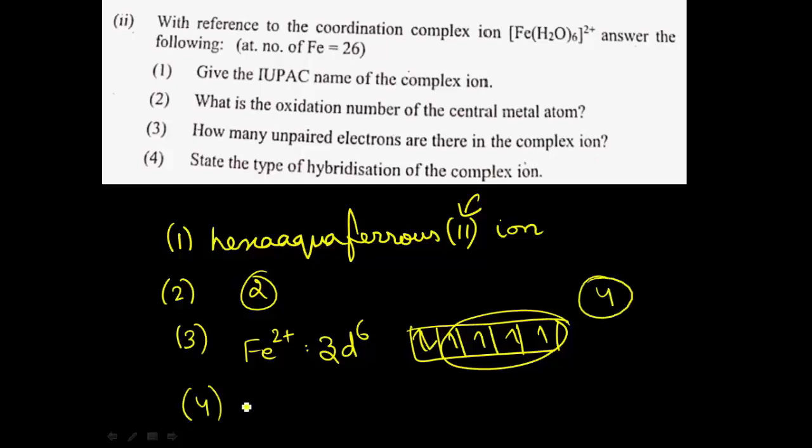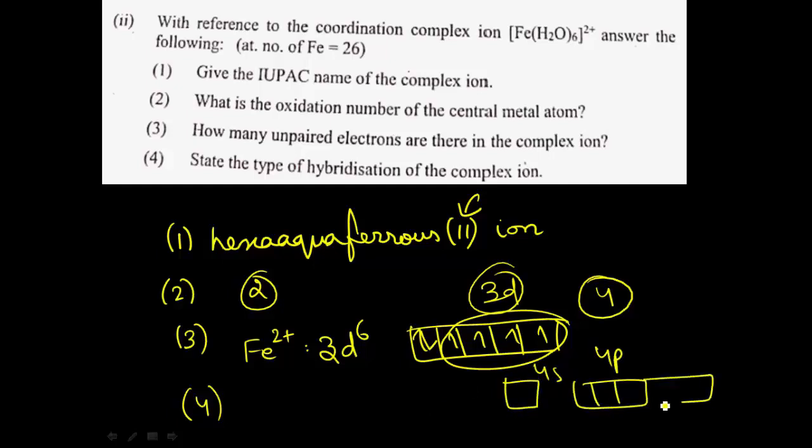State the type of hybridization of the complex ion. So as you can see, water is a weak field ligand, hence it can't pair up all the electrons present in the d orbital, or basically in the 3d orbital. So for hybridization, the 4s, the 4p, and the 4d orbitals will be used, due to which the hybridization will be sp3d2. So the hybridization is sp3d2.